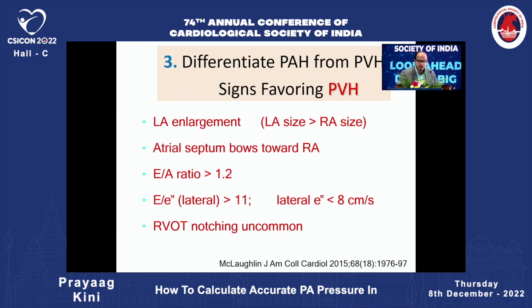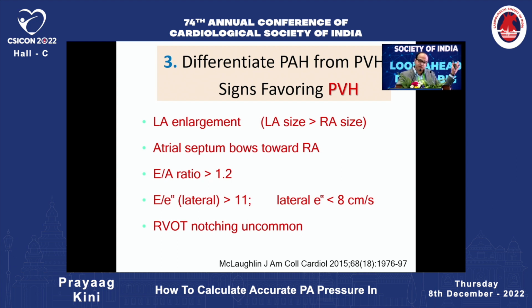Another thing that is asked in exams for us is, if you just eyeball an echo, how would you know whether it is PAH or PVH? Pulmonary venous hypertension would be much more likely if there is left-sided heart disease. So the LA starts to enlarge, and the atrial septum bows towards the RA. You have an E/e' ratio of more than 1.2, E by lateral e' of more than 11, and a lateral e' of less than 8. RVOT notching is quite uncommon.